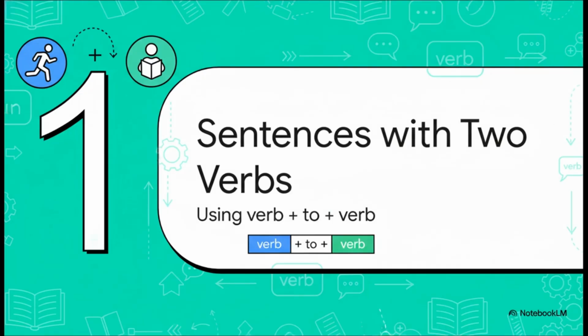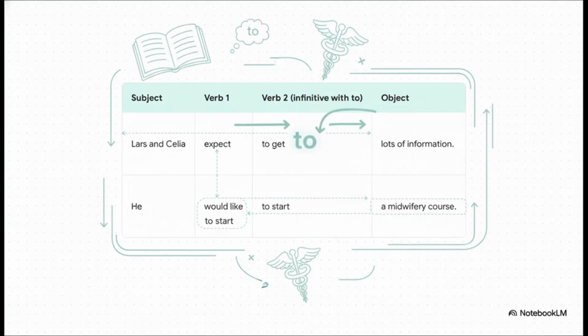All right, first up, let's talk about sentences that have two verbs. This is a really useful one to make your English sound great. Okay, so check out this table. The structure here is actually pretty simple. You've got your subject, then the first verb. Now, the most important thing to remember is that the second verb always gets a "to" in front of it. See that example? He would like to start. "Would like" is verb number 1, and "to start" is verb number 2.